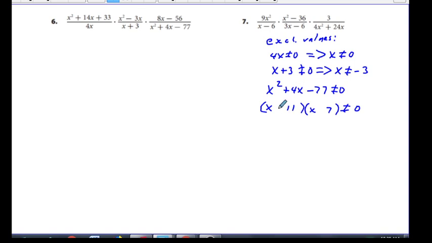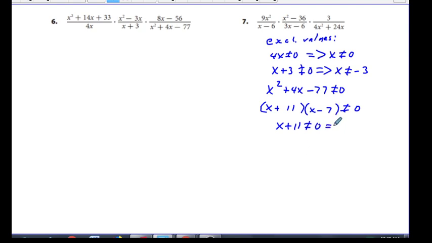It's plus 4, so this 11 is your bigger number. So it's going to be x plus 11, x minus 7. So let's set each of these factors not equal to 0.